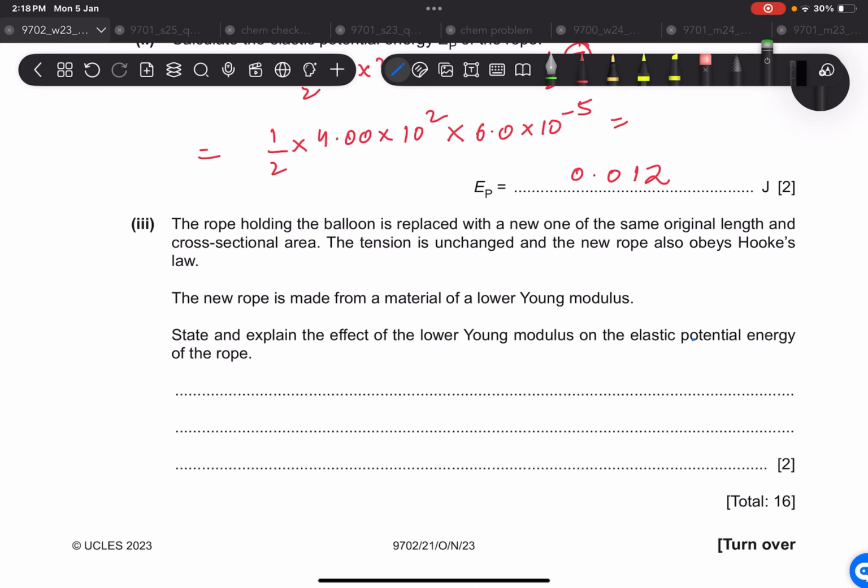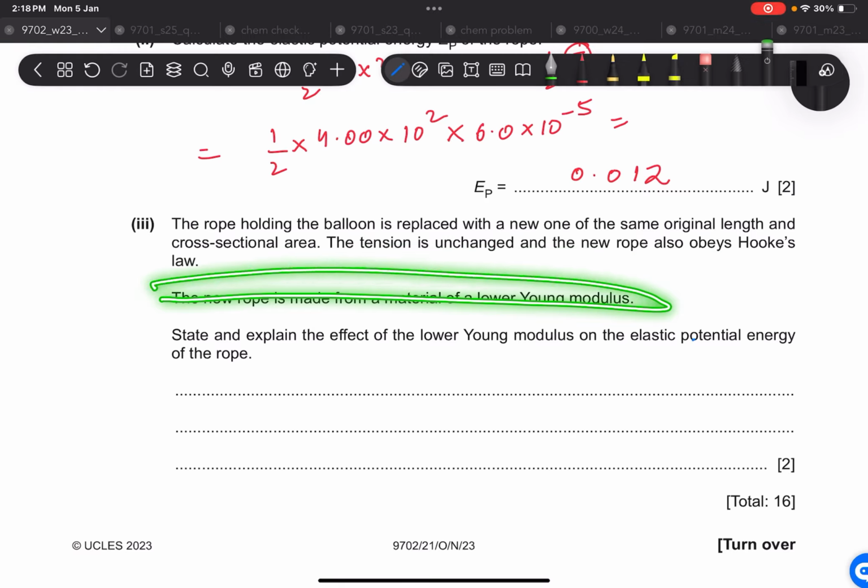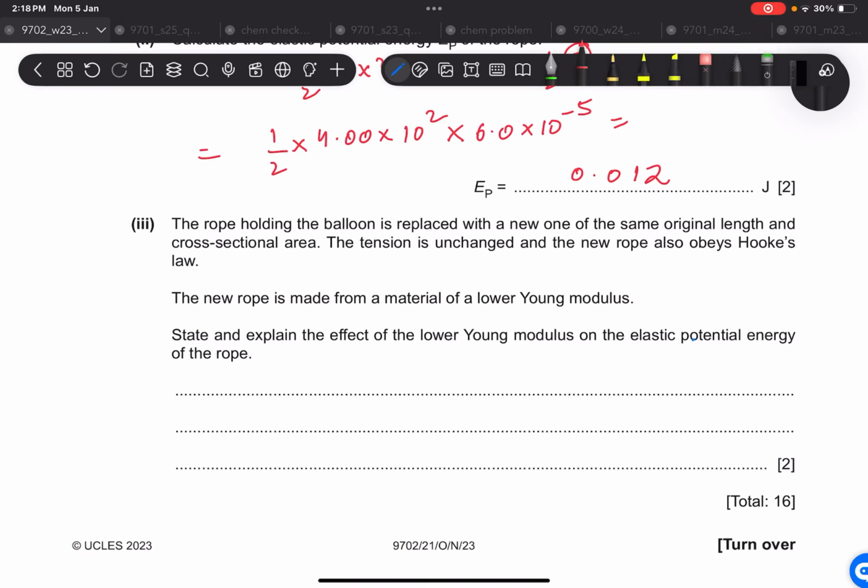The rope holding the balloon is replaced by a new one of the same original length, okay, and cross-sectional area. Length is same, area is same. The tension is unchanged, and the new rope also obeys Hooke's law. The new rope is made from a material of a lower Young modulus. Okay. Young modulus equals stress upon strain. That means if the Young modulus is lower, that's how I am thinking. I have not read the question.